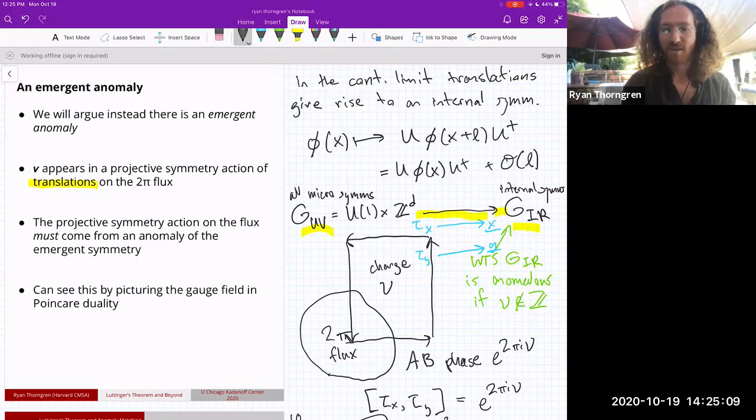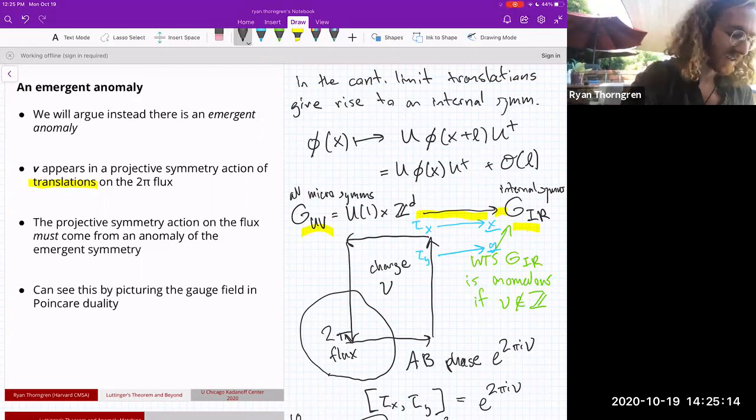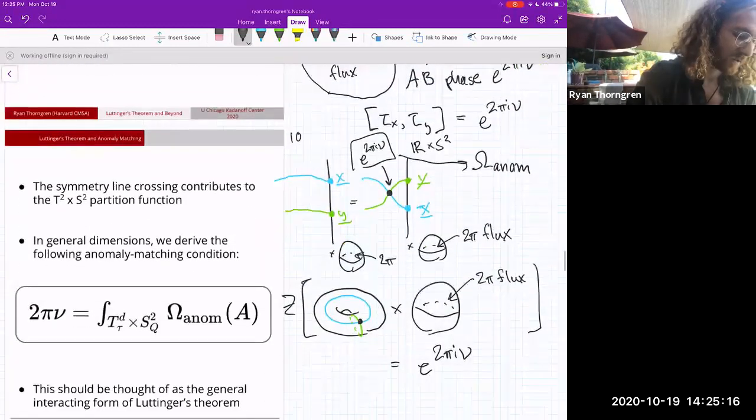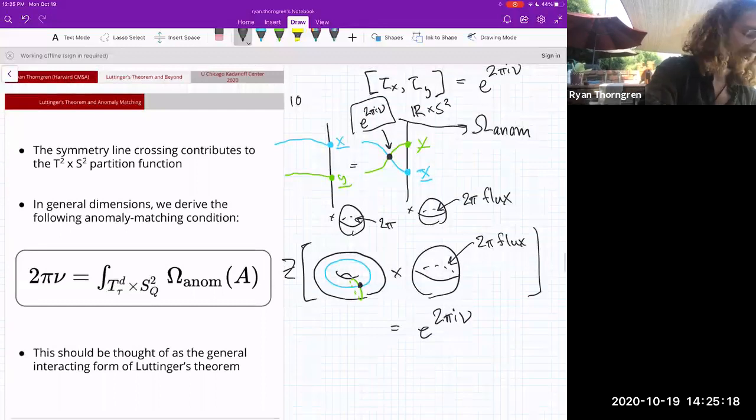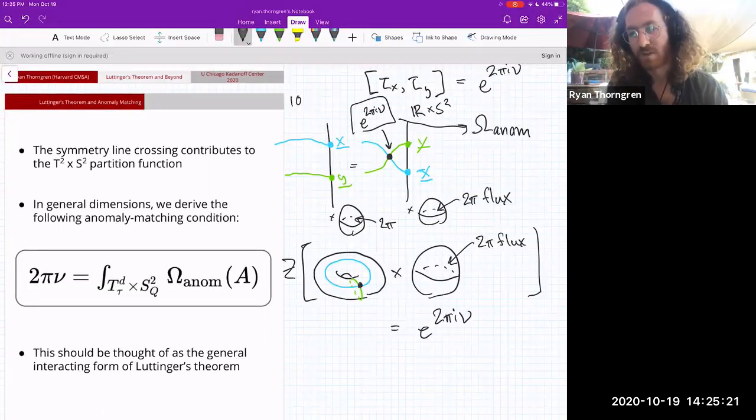It's not strong enough because the filling needs to be put in by hand. But here I'm saying that the way to put in the filling by hand for the continuum limit is to impose this anomaly matching condition. Mm-hmm.